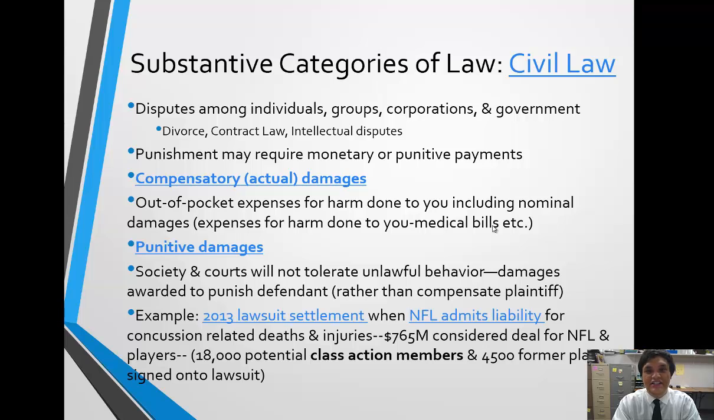There was $765 million that the NFL had to pay to compensate players and their families for those concussion-related injuries and deaths. It was considered a deal for the NFL because $765 million really wasn't that much for a billion-dollar industry such as the NFL. But you had 18,000 potential class action members and 4,500 former players that signed on to the lawsuit that received some sort of payment for the damages that actually occurred, including emotional damages as well as physical damages. So that'd be the example of a civil lawsuit.